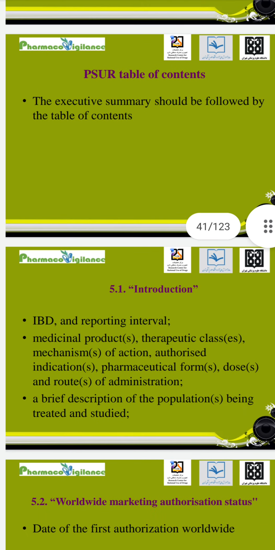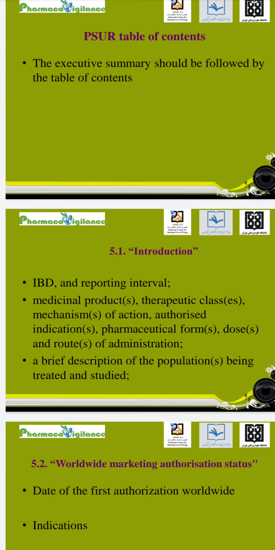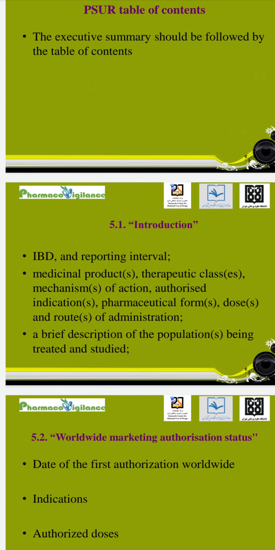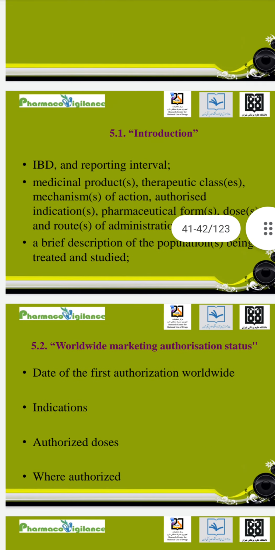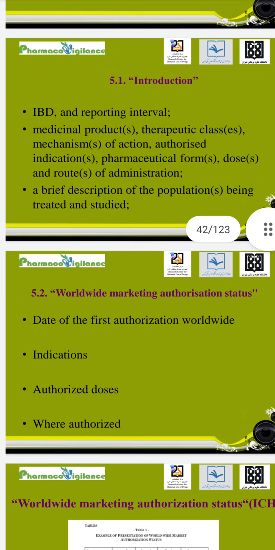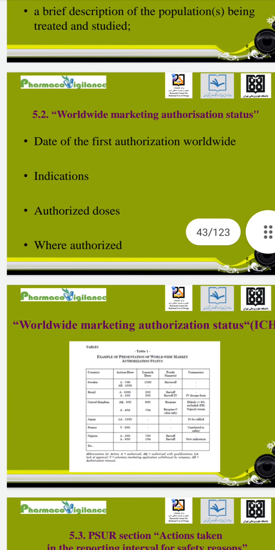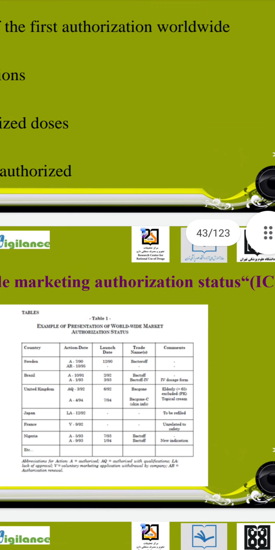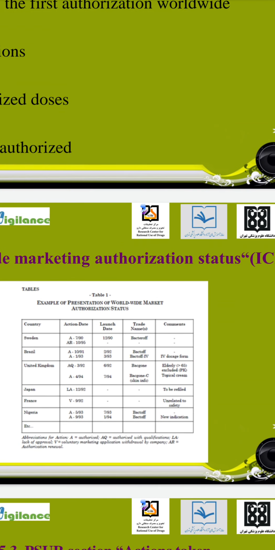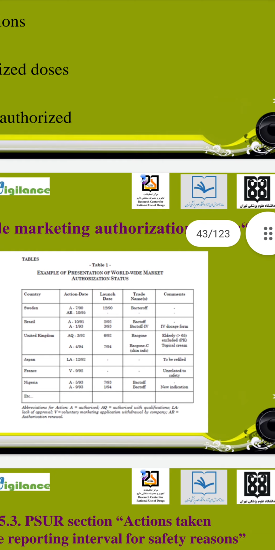5.1 Introduction, IBD and reporting interval, medicinal products, therapeutic classes, mechanisms of action, authorized indication, pharmaceutical forms, dose and routes of administration, a brief description of the populations being treated and studied, worldwide marketing authorization status, date of the first authorization worldwide, indication, authorized doses, and where authorized. Worldwide marketing authorization status, ICH. This is a table 1. Example of presentation of worldwide market authorization status.